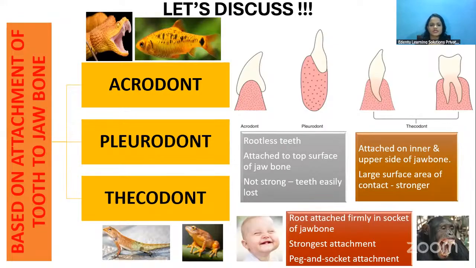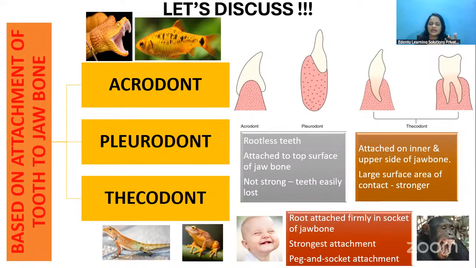Okay, so this acrodont type of tooth is also called a rootless tooth, and it is attached to the top surface of the jawbone. If this is a jawbone, then the acrodont teeth will be attached to here. Just the crown of the teeth will be attached to here like that.